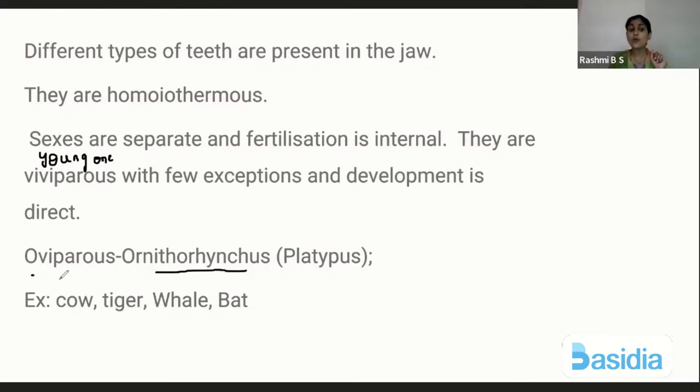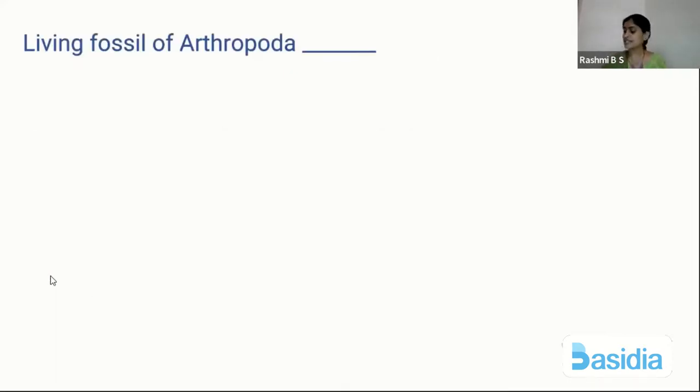Ornithorhynchus platypus is an oviparous mammal, children. It is an oviparous mammal. Okay. Yes. So humans, whale, bat, tiger, cow, dog, cat, whatnot. Examples you can get. Okay. So all these are mammals. Is it clear, children? Is it clear?